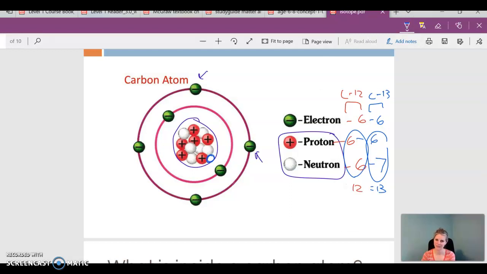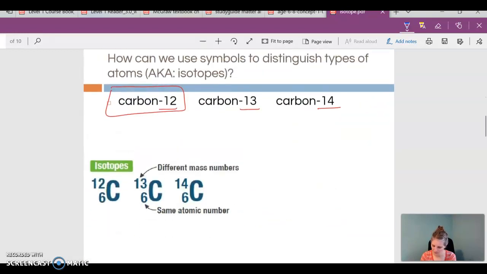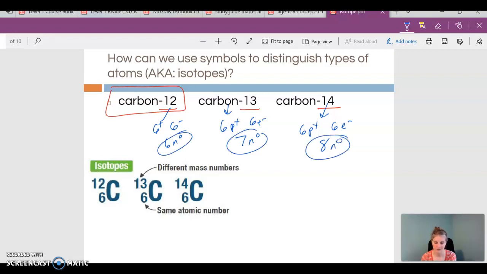An isotope has the same number of protons, but a different number of neutrons. It's still the same atom. In other words, it's still carbon, it just has a different number of neutrons. So going back down here, carbon 12 has 6 protons, 6 electrons, and 6 neutrons. Carbon 13 has 6 protons, 6 electrons, and 7 neutrons. Carbon 14 has 6 protons, 6 electrons, and 8 neutrons. The only thing that's different is the number of neutrons.